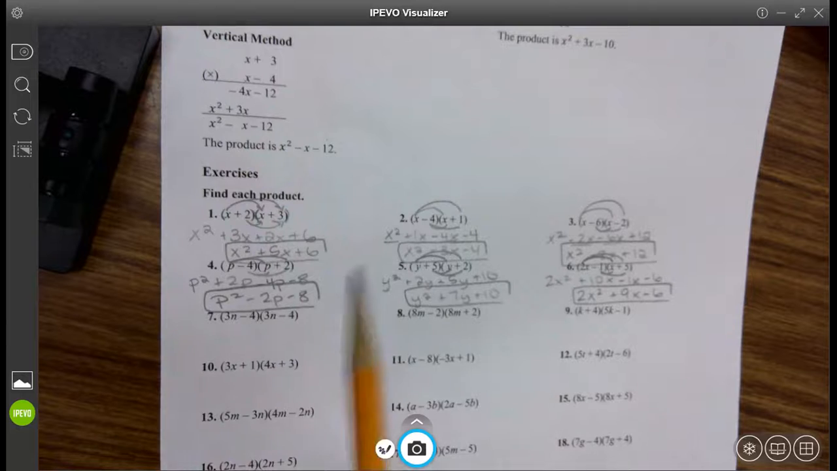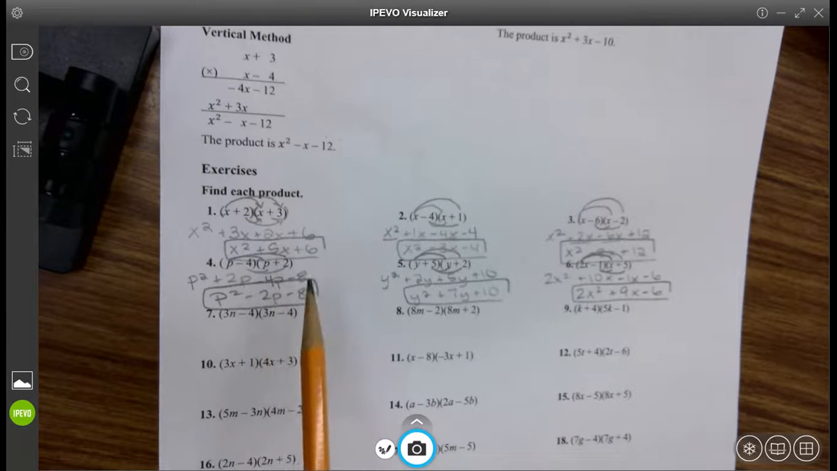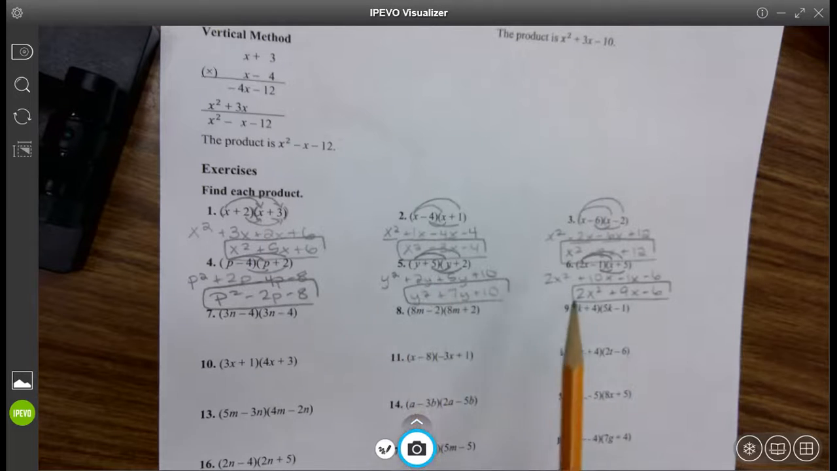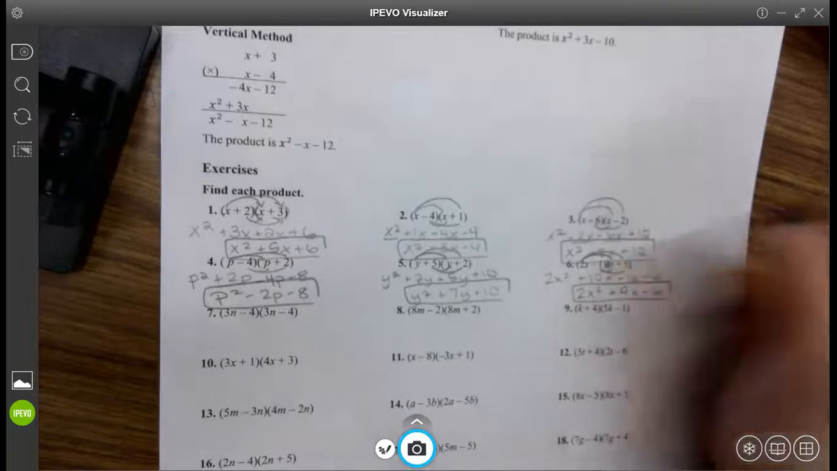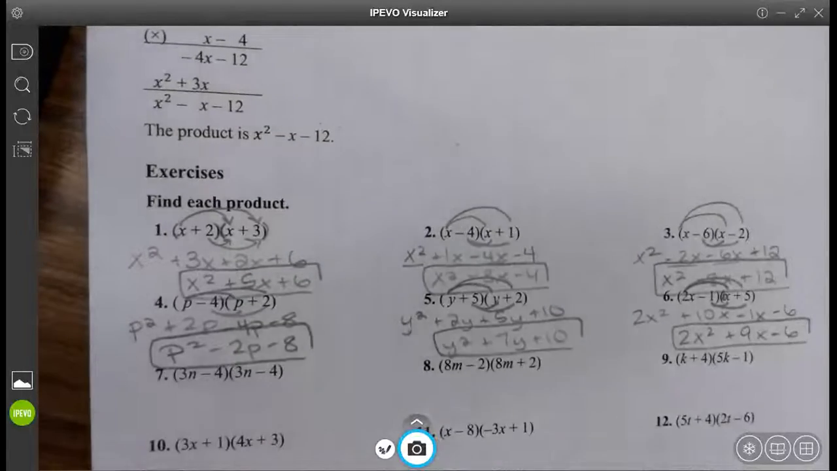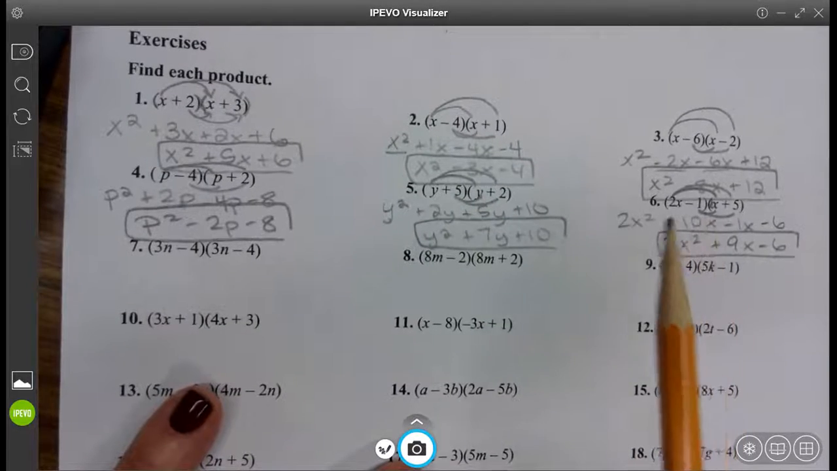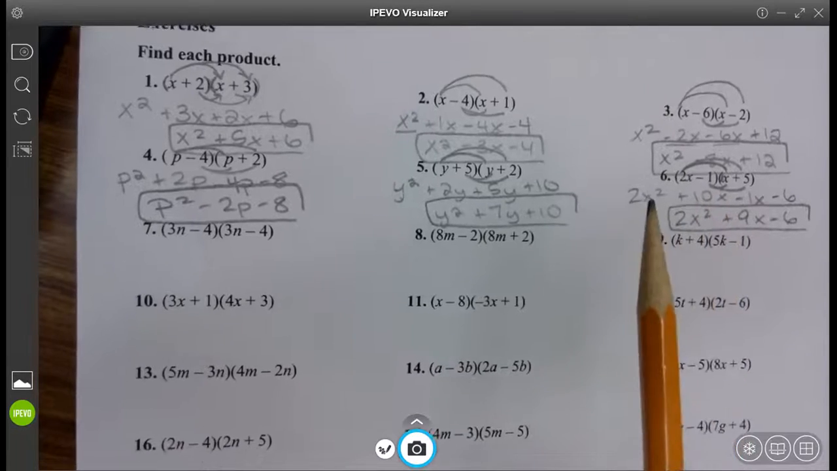All right. So this was like normal. p squared, 2p minus 4p minus 8. y squared, 2y, 5y, 10. Here it's a little bit different. A 2 times an x, technically there's a 1 here. So that is a 2 times 1 is 2. So we have an x, the first x is first, so it's x squared.